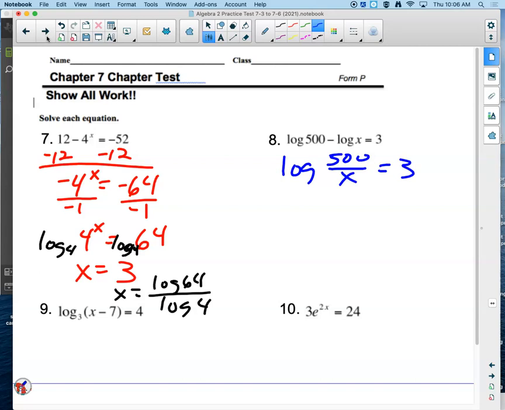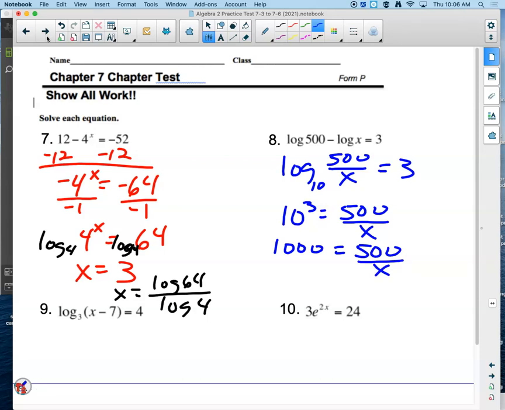Now we don't want log in our answer, right? How do we get it so there's no log anymore? Yes, we snail shell. What's the base of this little puppy? If it says log, that's base 10. So 10 to the third equals 500 over x. 10 to the third happens to be 1,000.